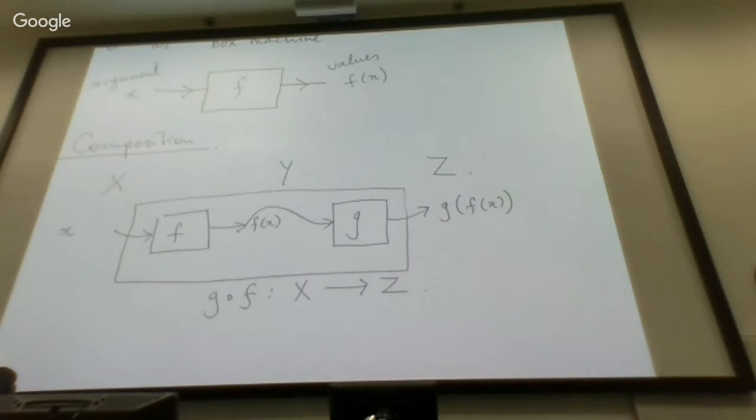Okay? f after g gives you 4x squared plus 12x plus 6. g after f gives you 2x squared minus 3. And of course they're different.